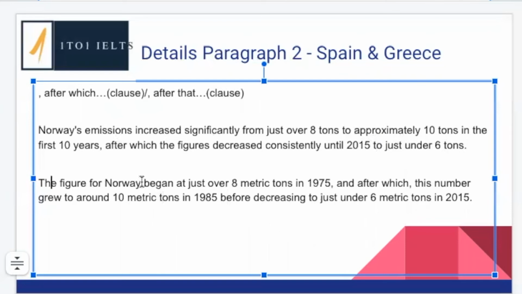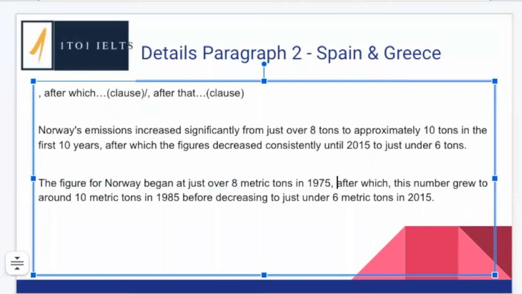The figure for Norway, this is one way of doing this. The figure for Norway began at just over 8 metric tons in 1975. Good. Here we've got began, so we're using at. Began at just over. Again, it's close to 8, but it's just over 8 in 1975. If we use after which, we don't need the and. So we can use this after which as a cohesive structure, with no need for a comma after it. So you use a comma, after which, plus a clause.